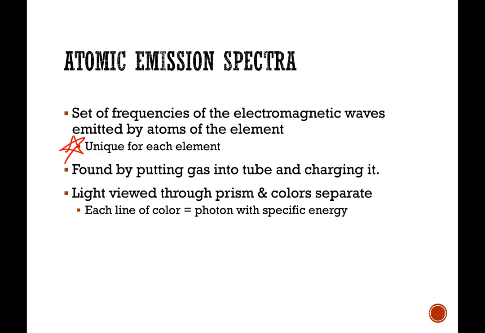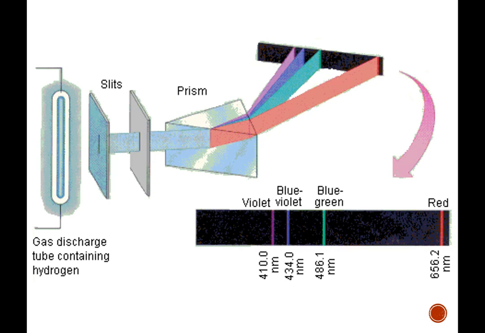If I were to look at white light through a prism, it's going to split into a rainbow, right? With these, what you do is you put a gas into a tube, you run electricity through it to charge it up, and then you view the light that is released through a prism. And instead of being a rainbow, you're going to get separate, distinct lines of color. And each line of color corresponds to a photon with a specific amount of energy.